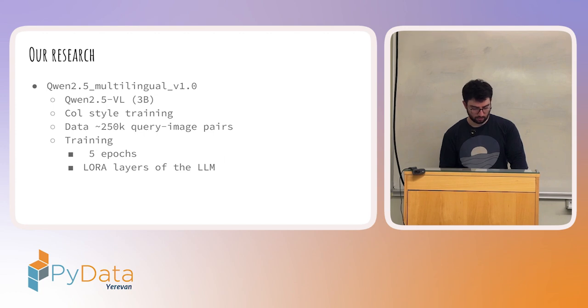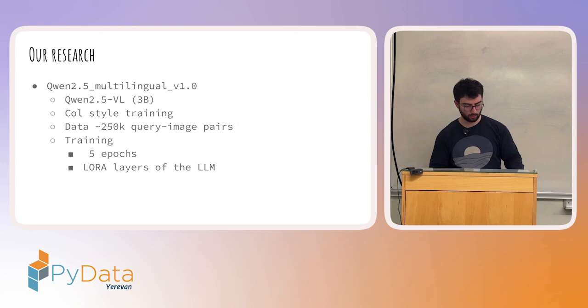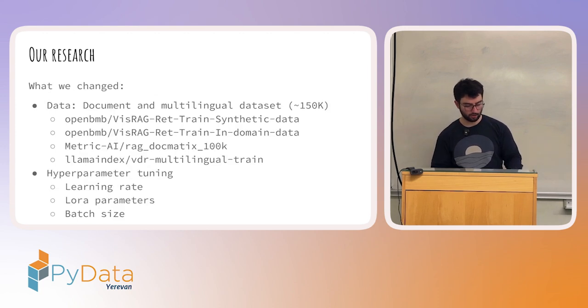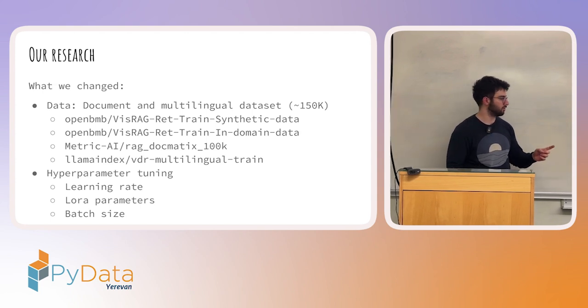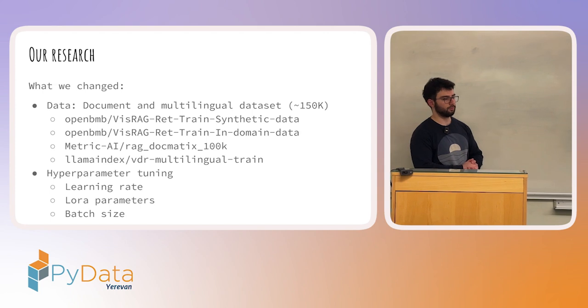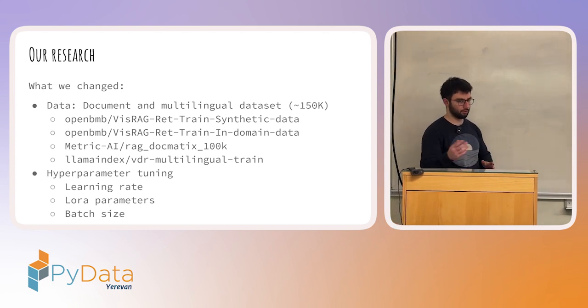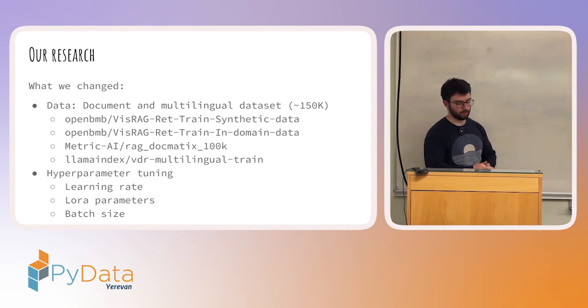Let's see in detail what is behind our model. For Qwen multilingual, I forgot to say that one of the datasets we added is also multilingual, so it can work not only with English documents but also in different languages. I'm not saying very low-resource languages, so Armenian is not there, unfortunately, but French, Italian, German, English obviously, and Spanish are there.